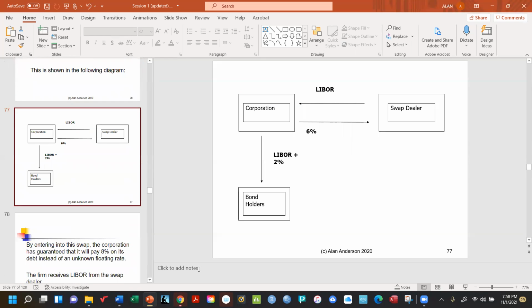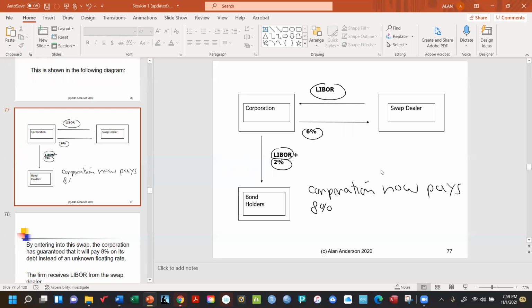So remember, we owe, down here are the bondholders. They've been promised LIBOR plus 2%. We have to pay it no matter what. So we approach the dealer, and the dealer says, listen, we'll give you LIBOR, but you'll give us back 6%. So what's happening is that the LIBOR that we're getting from the dealer can be passed along to the bondholders. So the total cost to us now is this 6 plus this 2. So the corporation now pays 8% instead of LIBOR plus 2%.